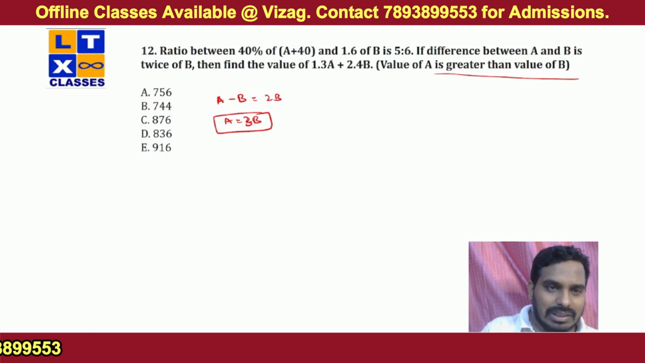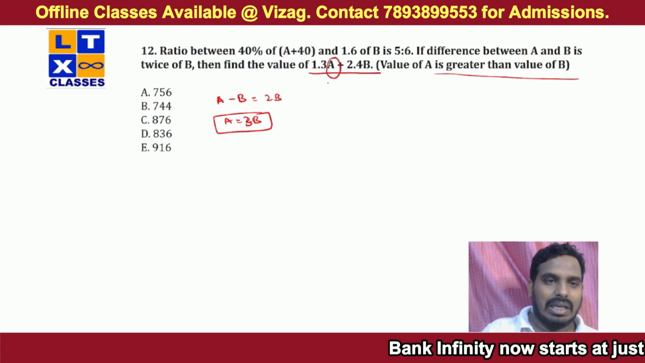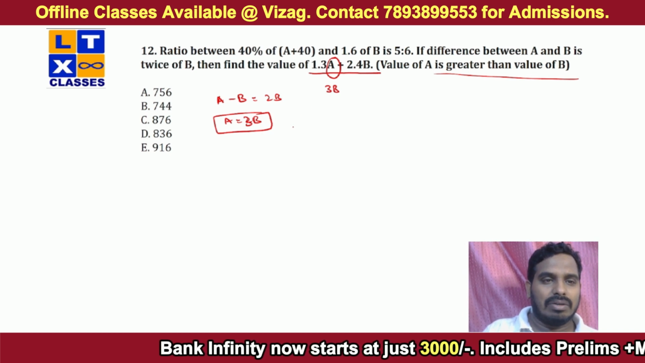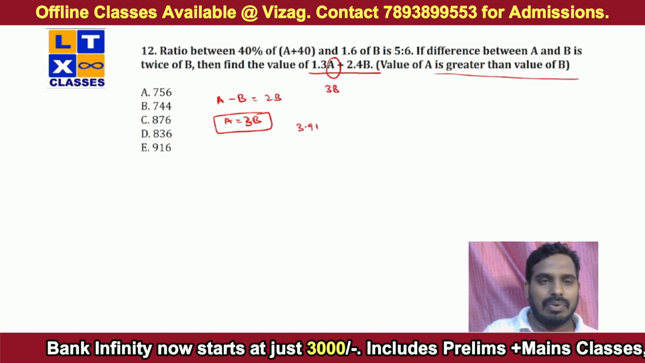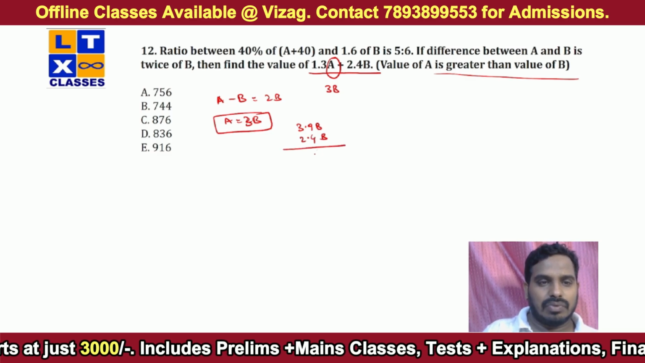What I'll do is you're required to calculate the value of 1.3a plus 2.4b, right? In the place of a, I'll just simply substitute the value of 3b. So 1.3 into 3, this would be 3.9b plus 2.4b. So what is this?